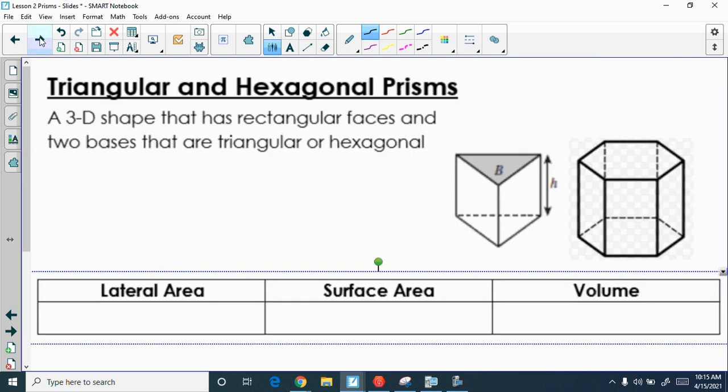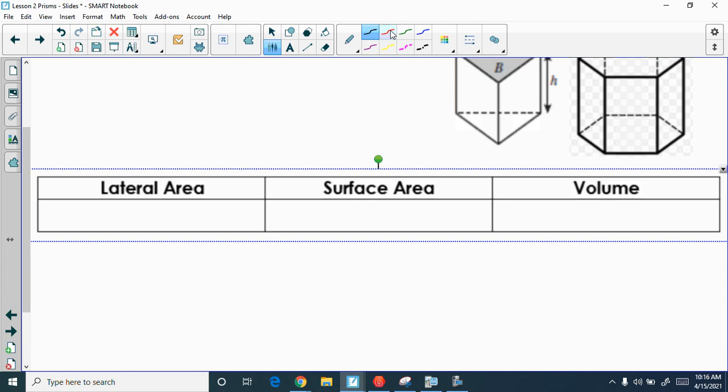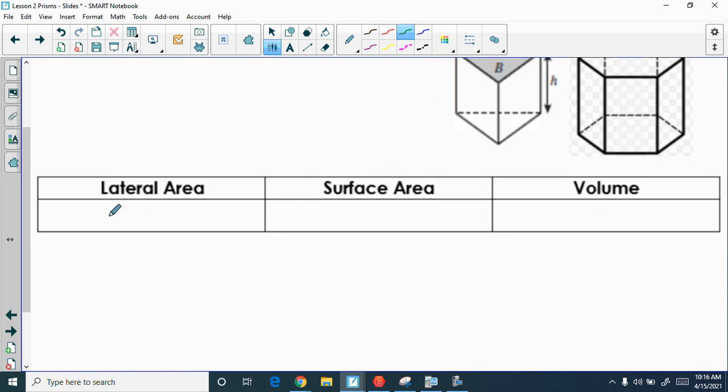Now let's look at the triangular prism and the hexagonal prism. So these are going to use the same formulas we just used. So the lateral area, we're going to have height times the perimeter, just as before. The surface area will have height times perimeter plus 2 times the big B. And the volume will still be big B times our height.